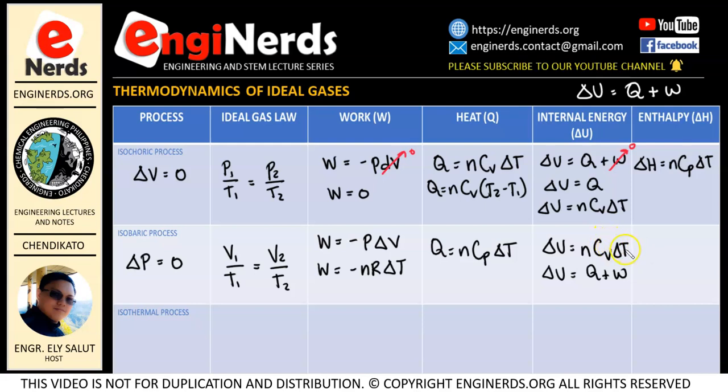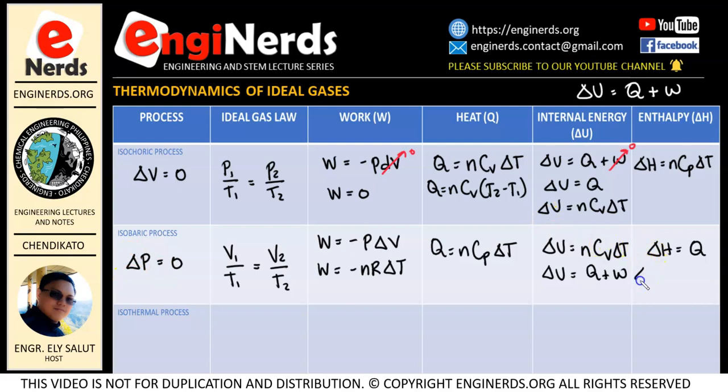Okay? And in here, we will have a derivation, which we will be showing you in our video about the isobaric process. And you can also get these derivations sa aming video about enthalpy. No? We learned in our lecture about enthalpy that delta H is equal to Q when we are operating at constant pressure.